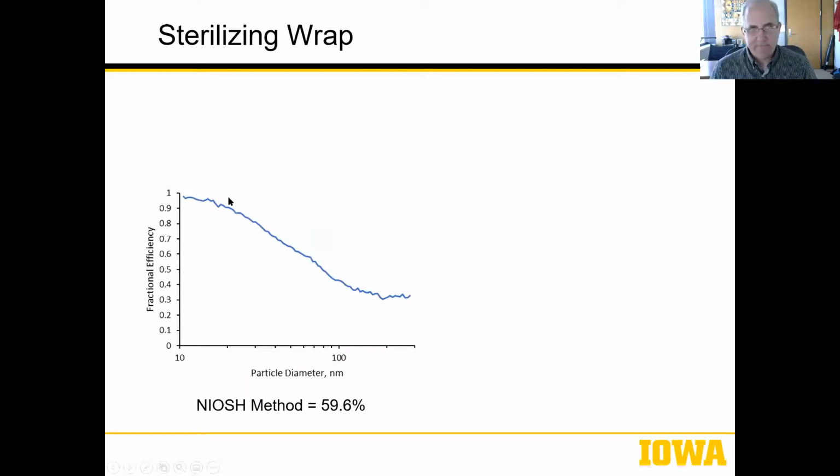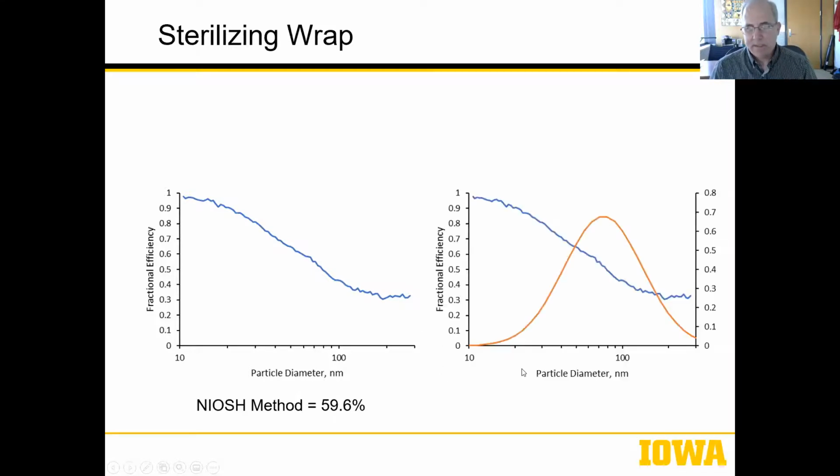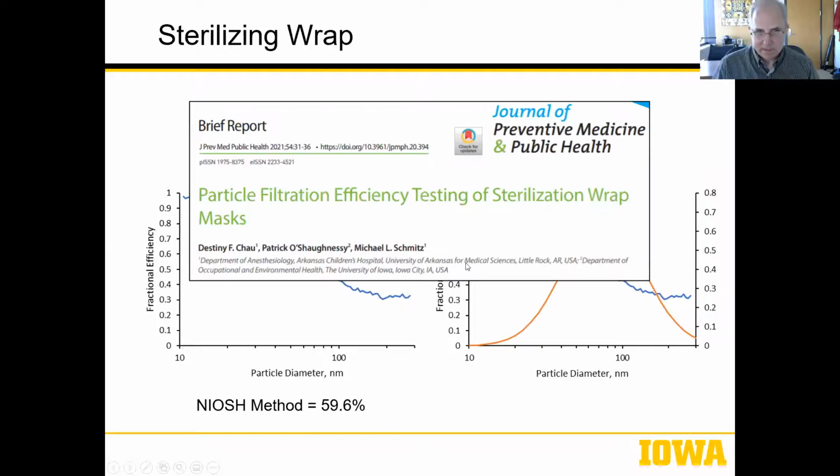Now you're seeing the efficiency curve, instead of being way up, notice the scale, there's 0.9 all the way down to 0, 1 to 0. This thing should be way at the top to be N95 capable. And you see it dipping way down. It was still around 60%. That's because the aerosol used in the NIOSH method is over here. But unfortunately, we wrote up a paper on this with folks in Arkansas hospital and had to tell the world that no, sterilization wrap is not going to do the job.